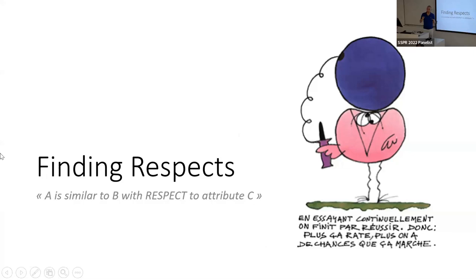So here we are more interested in this paper, which is finding the respects of visual similarity. Maybe some of you never heard the word respect, especially for this kind of task. In fact, respect is widely used, especially in psychology. You can find a lot of papers where psychologists reformulate the task of telling how much two images are similar into a slightly different question, which is: how are they similar, in which respects?